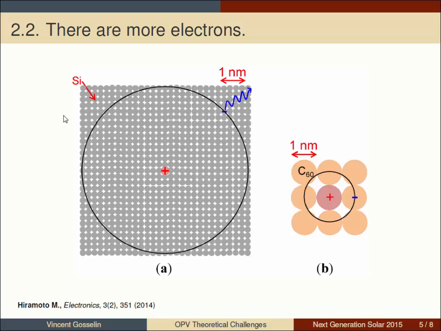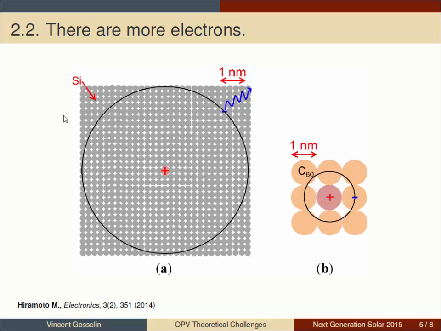And now the second sub-challenge is that there are more electrons. Now we've discussed this a few times so far. Ian and Michel mentioned it already. This binding energy of excitons inside the organic materials. Here there's a cartoon showing some excitonic-like quasi-particle inside silicon when compared to inside an organic crystal.